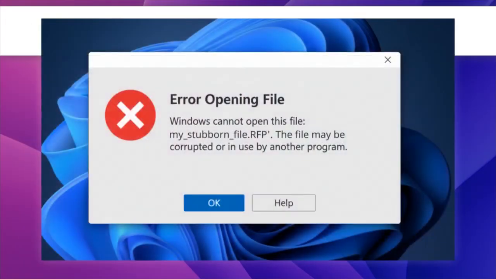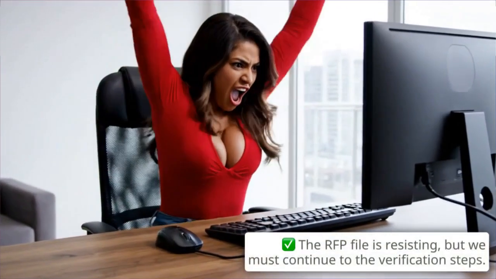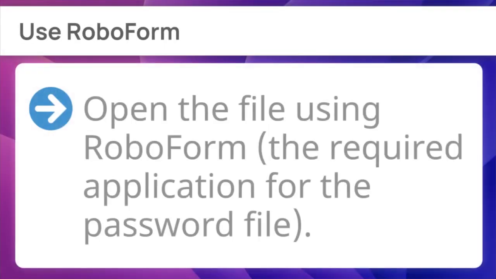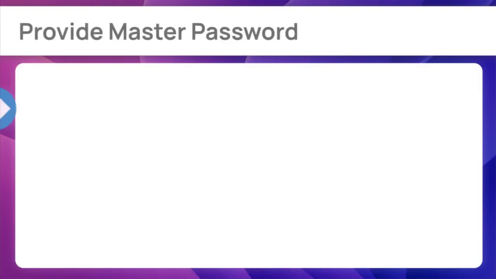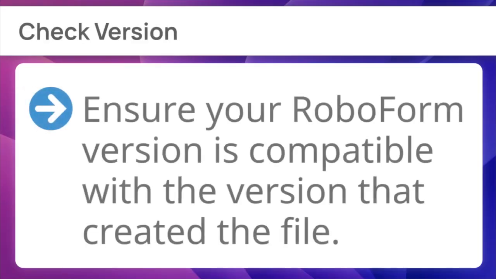If you still can't open the RFP file, it's okay. Dealing with a truly persistent RFP file, let's execute these quick diagnostic tests on the most likely points of failure. First, use RoboForm. Open the file using RoboForm, the required application for the password file. Next, provide master password. You must provide the correct master password to decrypt and access the contents. Finally, check version. Ensure your RoboForm version is compatible with the version that created the file.